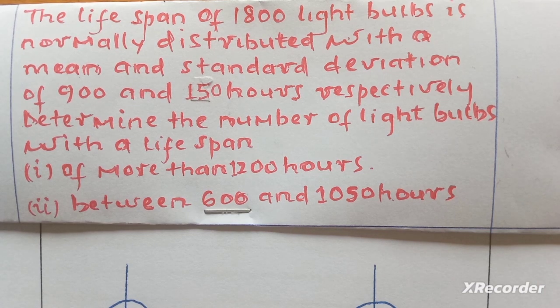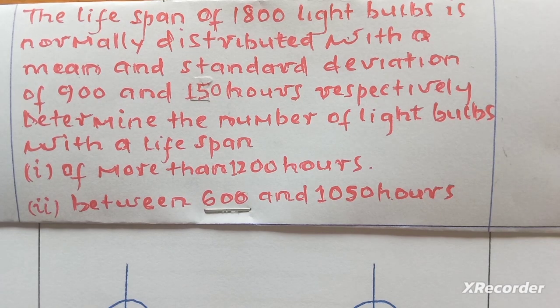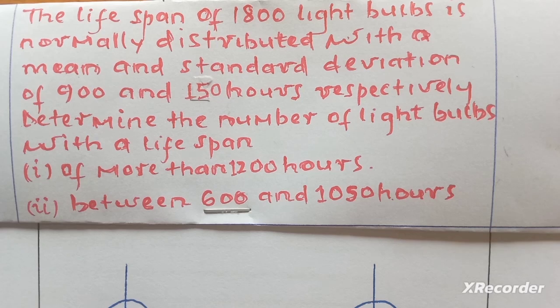And how do we convert it? We convert it by this method. We say Z is equal to X, which is 1200, minus the mean, which is 900. Now we divide that by the standard deviation.